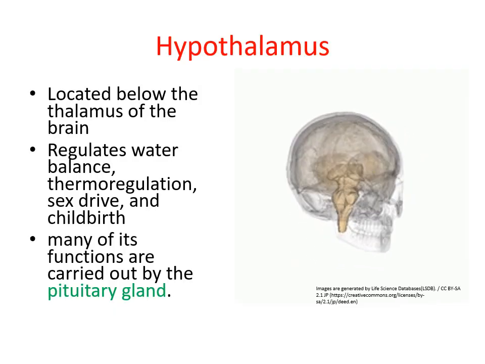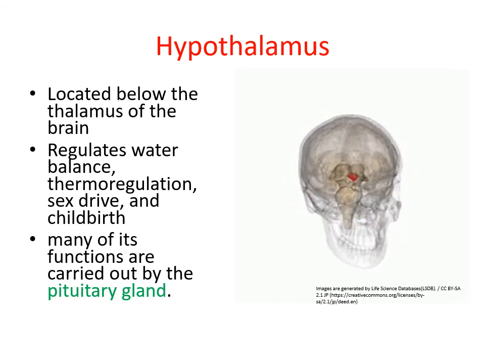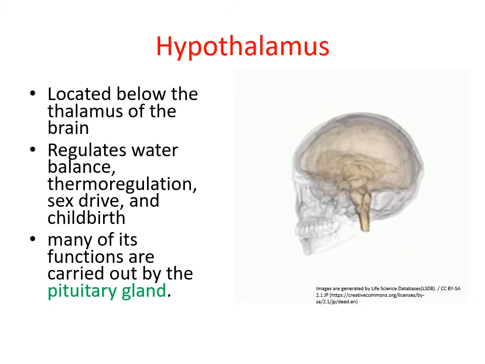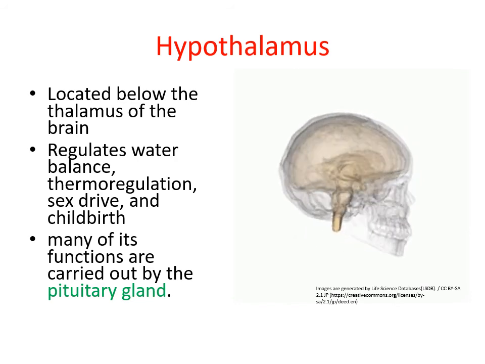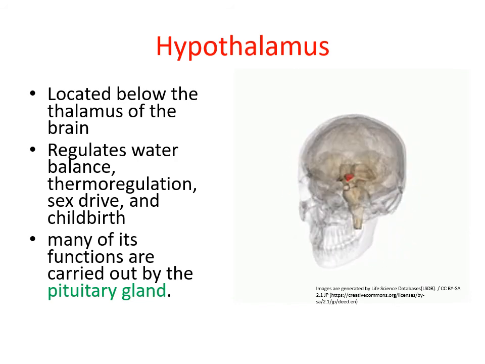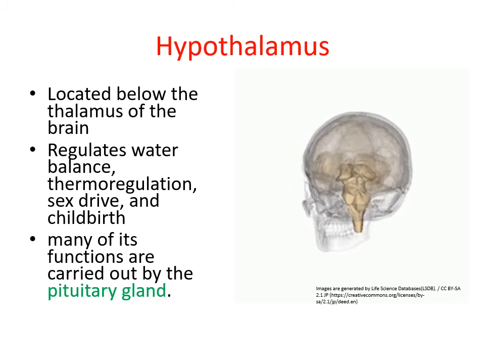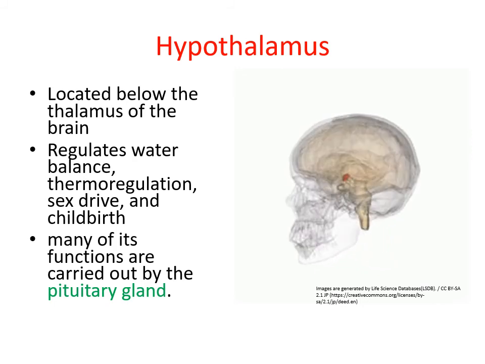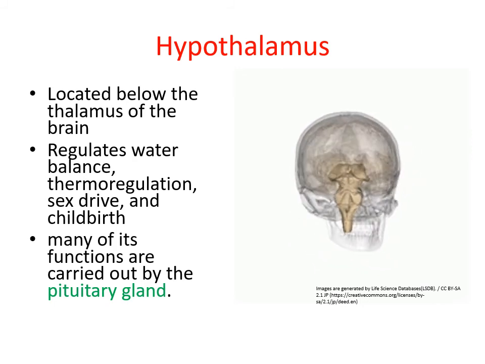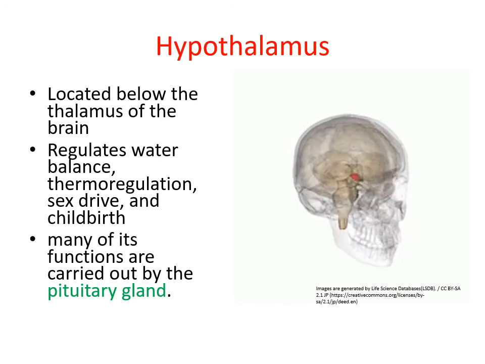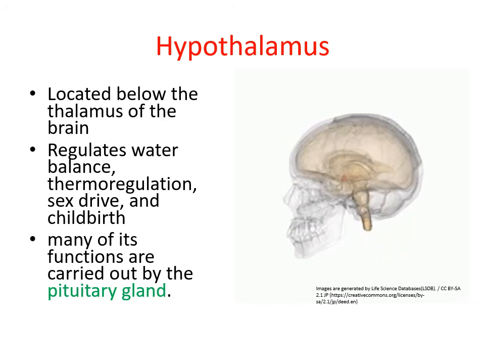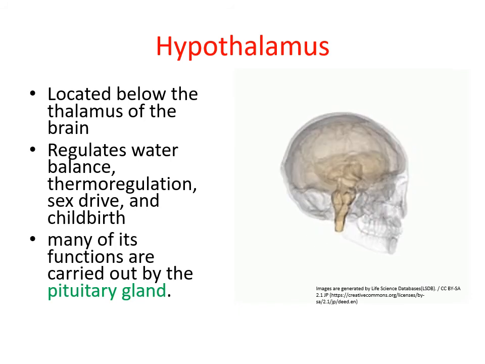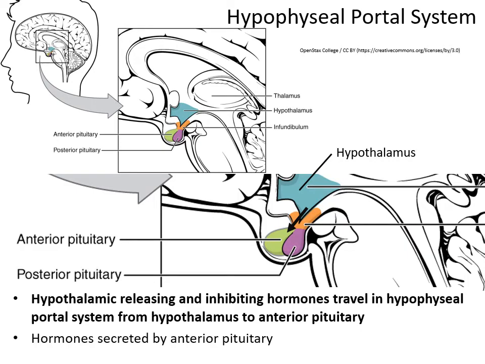The next gland that we're going to discuss, this is a biggie. It's the hypothalamus. It is located just beneath the thalamus of the brain, hence the name, and is responsible for regulating water balance, thermoregulation, sex drive, childbirth. But many of the functions that are carried out by the hypothalamus are truly executed by the pituitary gland. There's a very intimate relationship between the hypothalamus and the pituitary. And that intimate relationship is through the hypophyseal portal system.